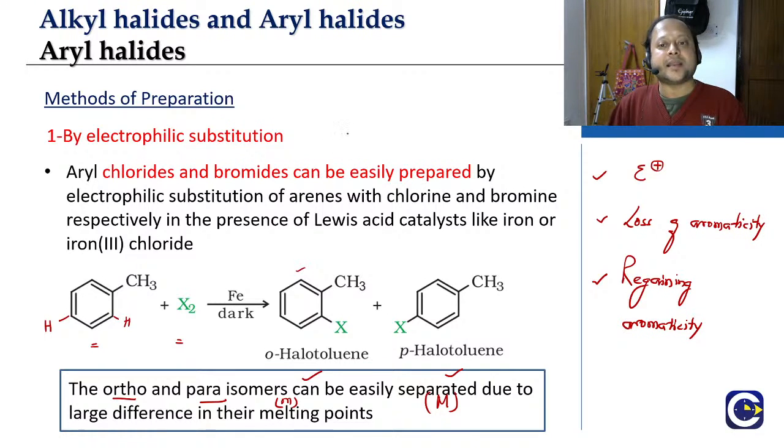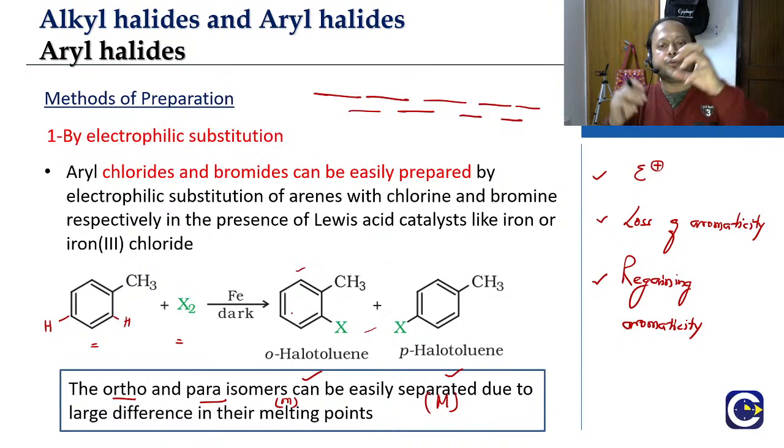You can see that in the para position, the symmetry is quite high. It's almost like the arrangement is like this at the molecular level, so they will be set up something like this. But in the case of ortho, the geometry is not conducive to putting them in a close array. They will be a little away from each other because there will be hindrance, and hence a small amount of energy will be able to disrupt the order and they can easily melt away. So that's the main reason behind this.